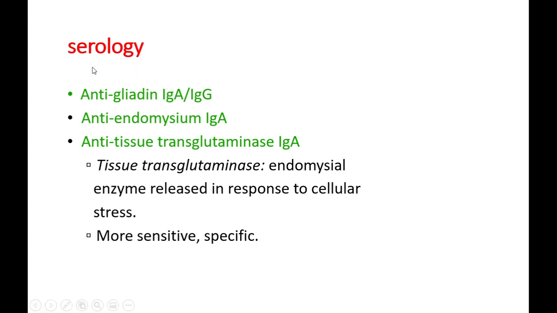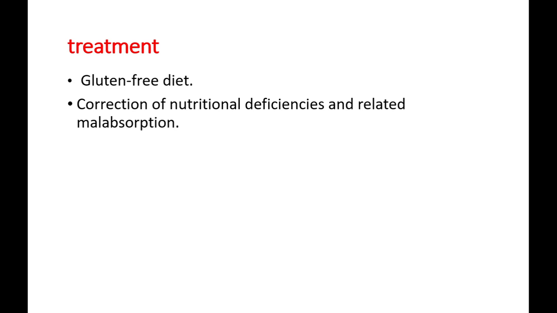Serologically, the serum of the patient contains these types of antibodies, which are sensitive and pathognomonic of the disease: anti-gliadin IgA and IgG, anti-endomysium IgA, and anti-tissue transglutaminase IgA. They are specific. The treatment of celiac disease is a gluten-free diet, withdrawal of gluten from the diet, with correction of nutritional deficiencies and related malabsorption.